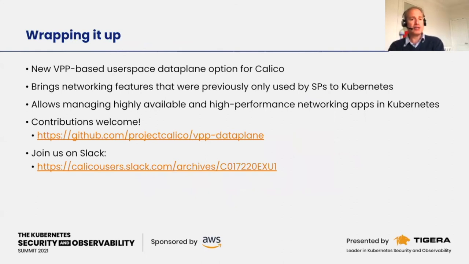So let's summarize, right? VPP is a new option for a user space data plane for Calico. It brings networking features which were previously only used by service providers and maybe cloud security providers to Kubernetes. It allows managing highly available and highly demanding networking applications in Kubernetes. Of course, contributions are more than welcome, and I'm happy to see some of them starting to appear. And we are more than happy to answer any questions and engage with you on Slack.